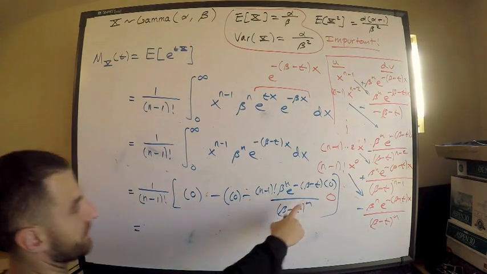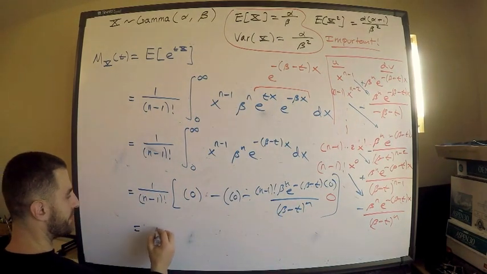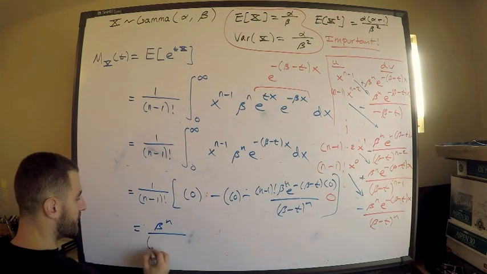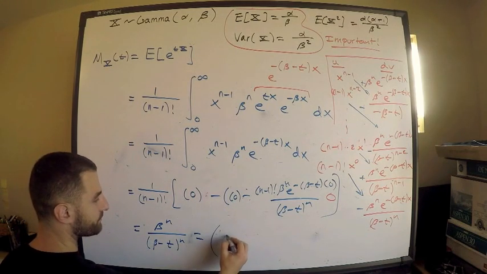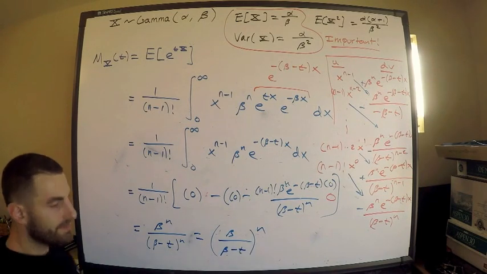And you need to think about something though. There is a condition we need. So n minus 1 cancels, and I get beta to the n, because e to the 0 is 1, over beta minus t to the n, which you can write as beta over beta minus t to the n. So this is my MGF.